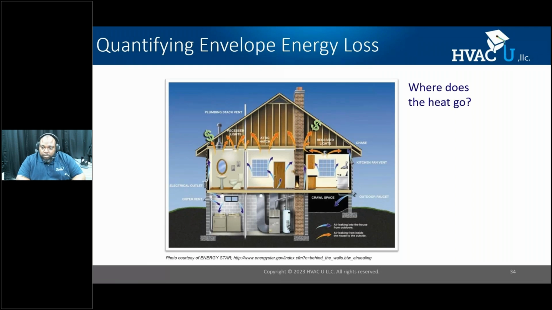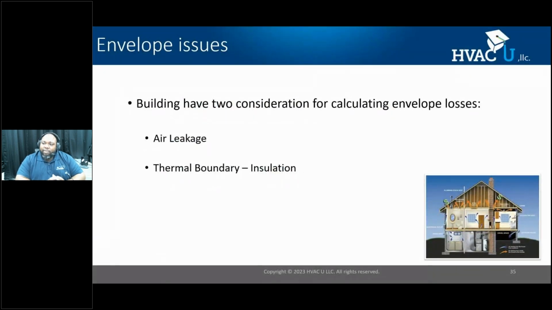Right? So we have two considerations for talking about envelope losses. As we just mentioned, air leakage. The other is thermal boundary. The thermal boundary is basically your insulation. And this is a visible inspection or visual inspection. Do we have insulation? Yes or no? And if so, how much? And that's going to play a part into our load calculation.